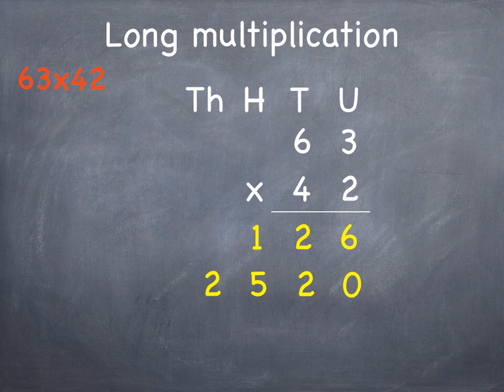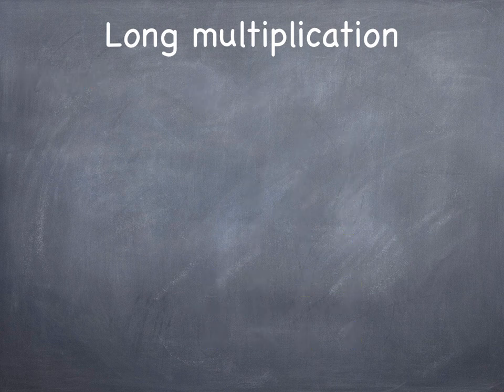And the final step, step 3, I add these two rows. And the answer to 63 times 42 is 2646.